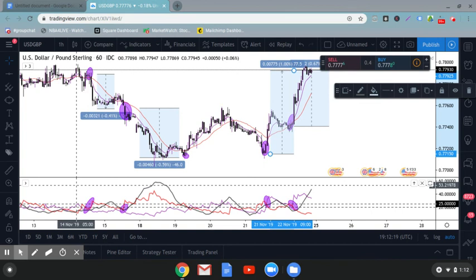This indicator is fantastic. I was very, very excited to have heard from my friend. He has been very, very successful with this indicator as well. So let us get it.